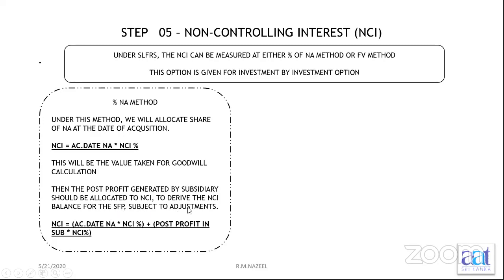This is subject to any adjustment, but we are not doing any adjustment. So what you need to do is go to the acquisition date, find out NCI, and then after the acquisition, take the post profit and add the share. How do you get NCI? Acquisition date net assets into NCI percentage, plus post profit in subsidiary into NCI percentage. This is based on the book values. You get it, right? We'll do an illustration to see how we will get it.